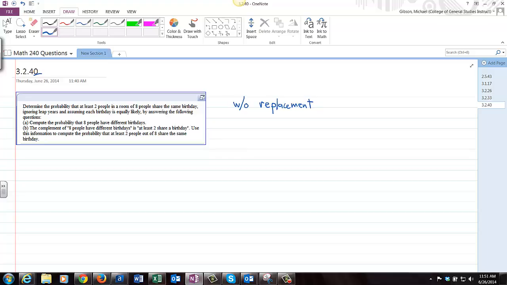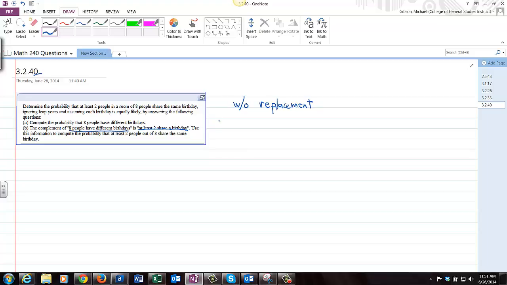Alright, if you notice from the way the question began, this is really what we're looking for. What's the probability at least 2 of the 8 share a birthday? And they're helping us out here by telling us that 8 people have different birthdays is the complement. Okay? So let's work on part A. Compute the probability that 8 people have different birthdays.